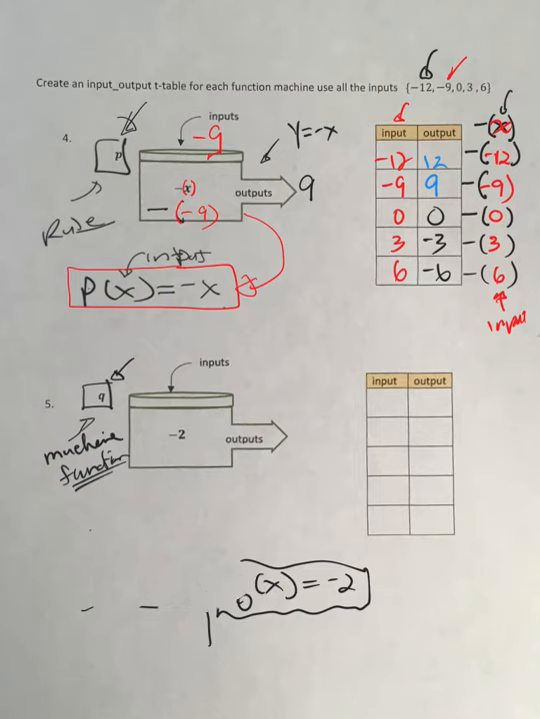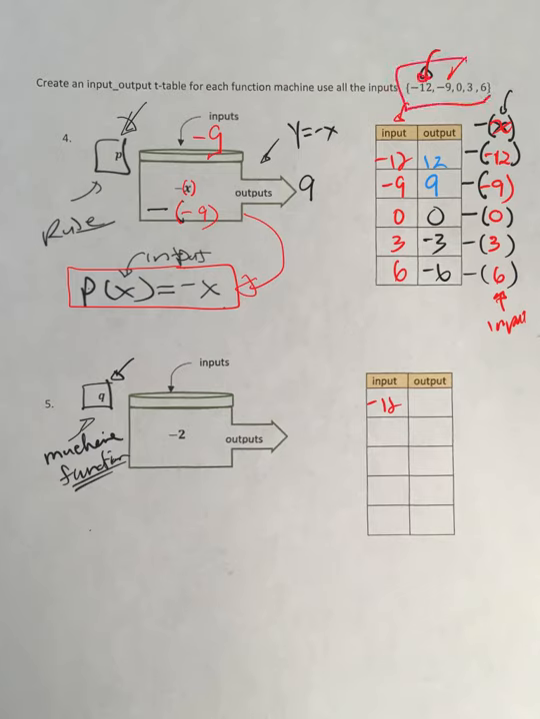So a little weird, this is probably the first time you're seeing this function notation. So we just have to get used to the notation. So we're going to put negative 12 into the machine, right? Because that's what they asked us up here. They said to put in these. These were the inputs they wanted to plug in. So we're going to put negative 12 into the machine, but there's no x. So what do I do?